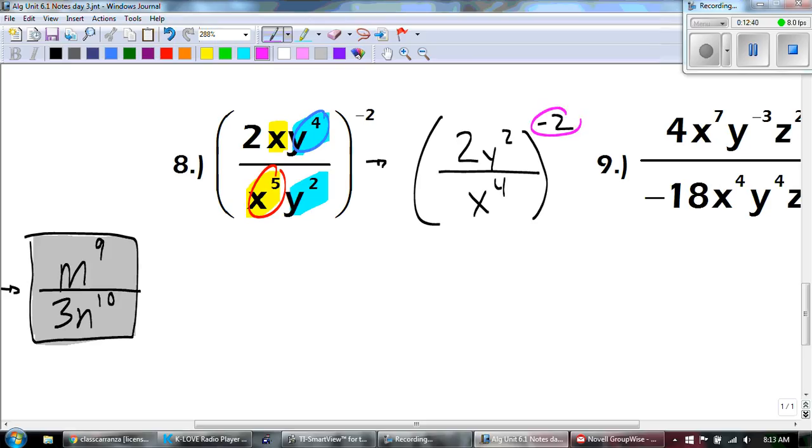Okay, so the next step is to distribute, and we're going to distribute to everything. Remember that the 2 has an exponent of 1. So we're going to get some new exponents. 1 times -2 is -2. 2 times -2 is -4. And then 4 times -2 is -8. Okay?